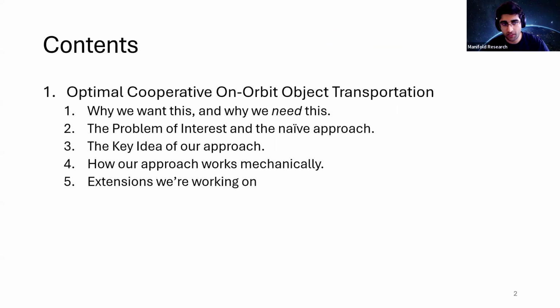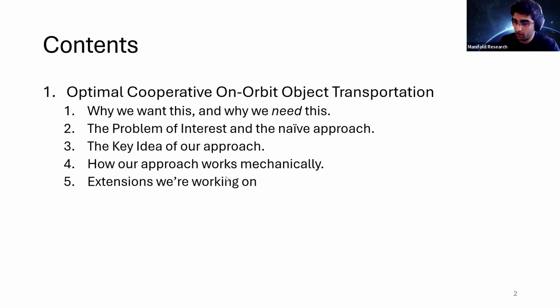As I mentioned, first I'll be covering optimal cooperative on-orbit object transportation: why we want this, why we need this. Those are two separate reasons. I'll be talking about the problem of interest, and the naive approach, the first cut approach that someone can use. I'll be talking about the key idea of our approach and how our approach works mechanically, and then some extensions for this project that we're working on actively and in the near future. So that's for cooperative transportation of a single object in orbit.